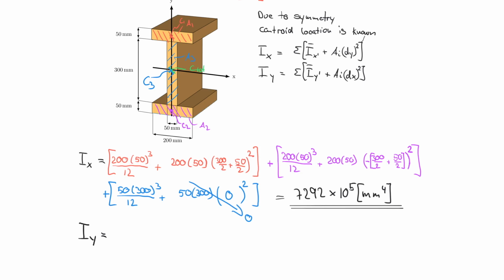So that would be 50 times 200 cubed divided by 12. And that is my individual moment of inertia. Now I need to add the area, so 200 times 50. But now what is the distance? What is the distance from the total centroid, the green part here, C total, to C1 in the x direction? Keep in mind that we're using dx here. That distance is equal to 0 once again. So 0 squared, and this entire thing goes to 0.